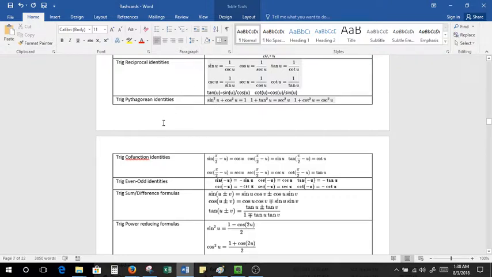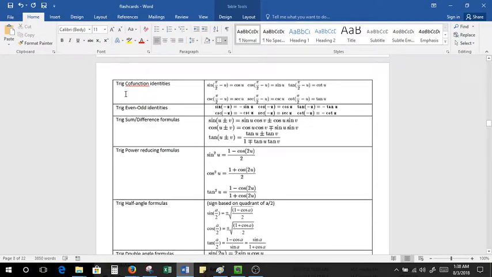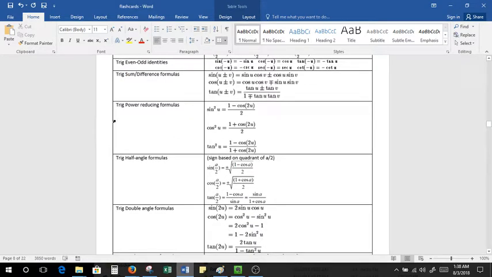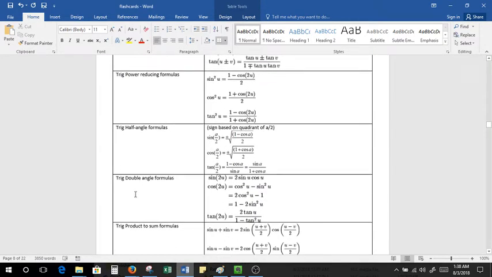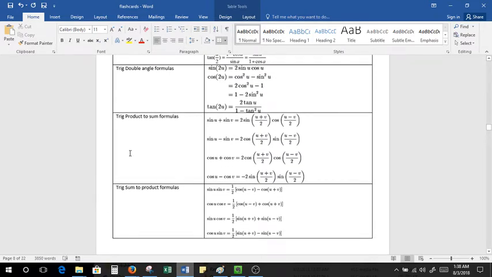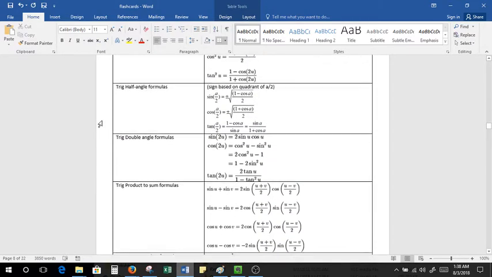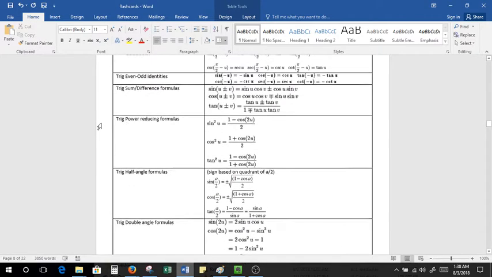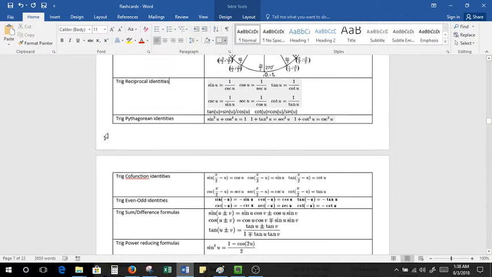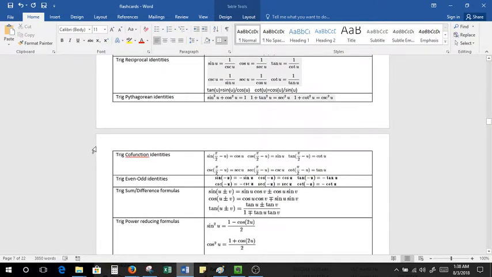If I did have to say what to prioritize, I would say reciprocals, Pythagorean, cofunction, even odd, power reducing, and double angle are going to be the heaviest hit. So if you really do need to prioritize, it's just too much for you, then you can put the sum product, product to sum, half angle on hold for now. But to really be set up well for this, you should know all of these like the back of your hand.